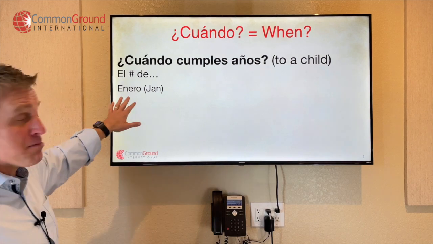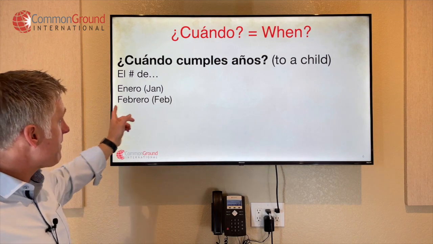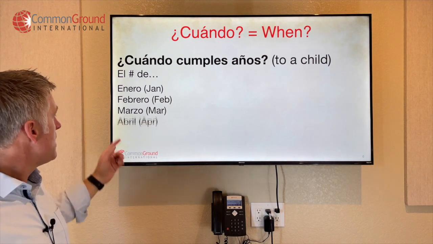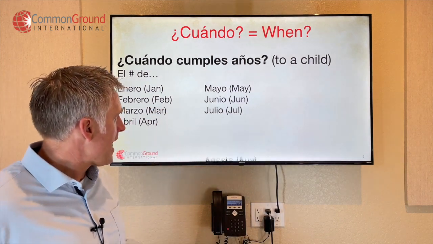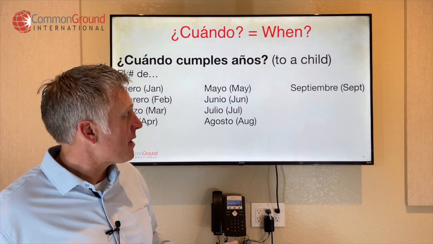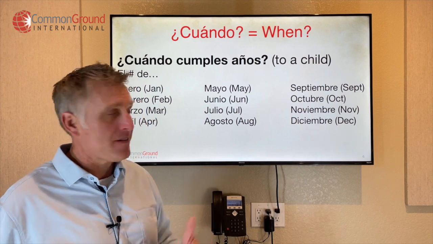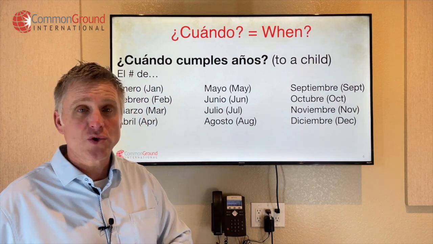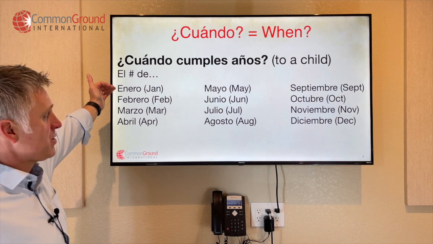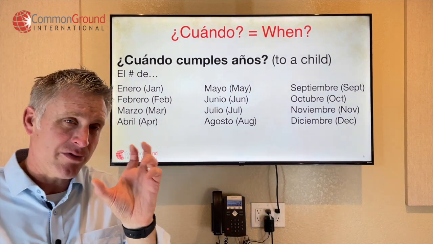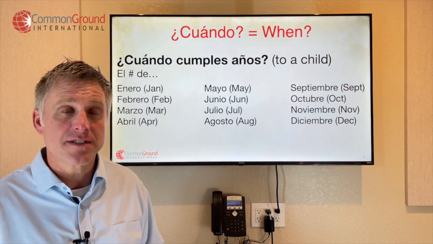So, we need to know the months in order to know the answers to these questions, right? Enero, January. Febrero, February. Marzo, March. Abril, April. Mayo, May. Junio, June. Julio, July. Agosto, August. Septiembre, September. Octubre, October. Noviembre, November. Y diciembre, December. Now, most of these are super close cognates to English, except for enero. Enero's the one that you need to set aside and make sure you remember that, because it doesn't look like January at all. The rest look like the months in English.